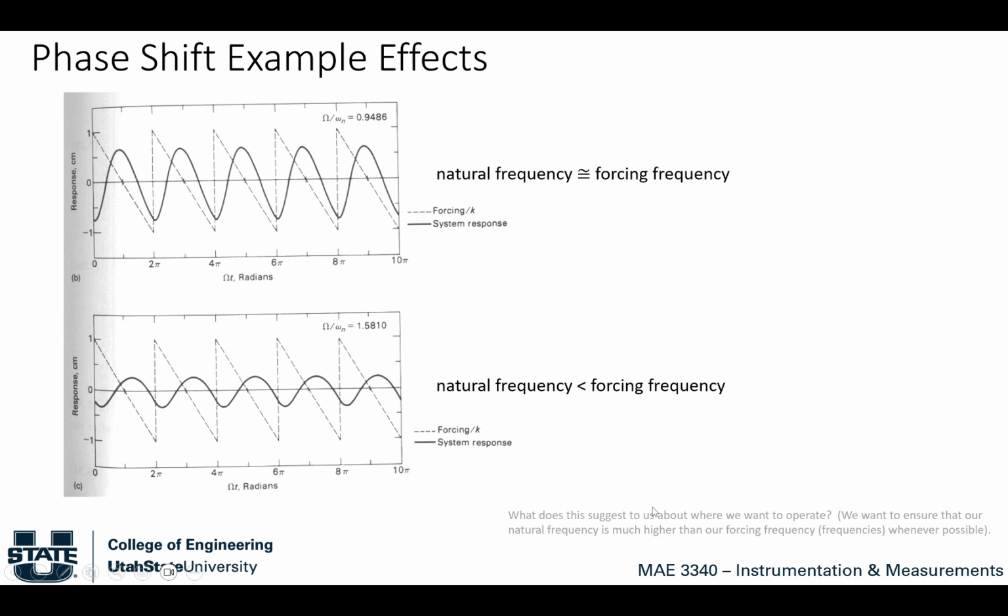So what does this suggest about where we want to operate our system, or where we want to tune or design our measurement system? If we're measuring something that's a first or second order system, and we are using a measurement system that is a first or second order system, then we are going to want to make sure that our natural frequency is much higher than our forcing frequency.